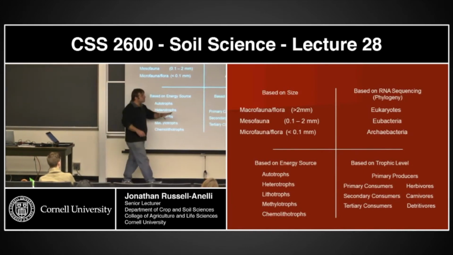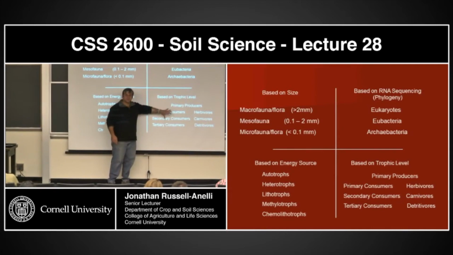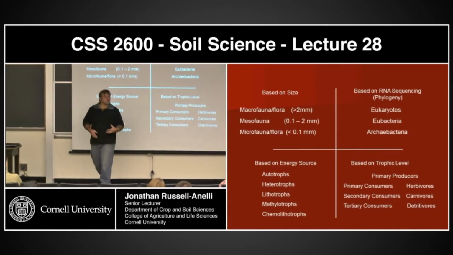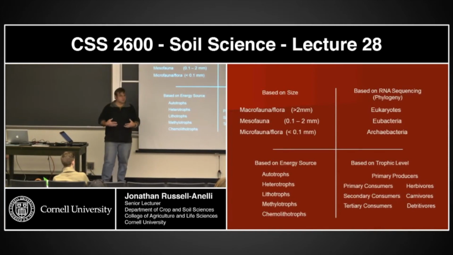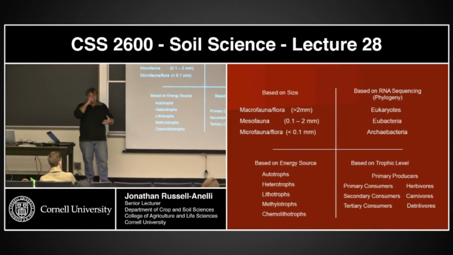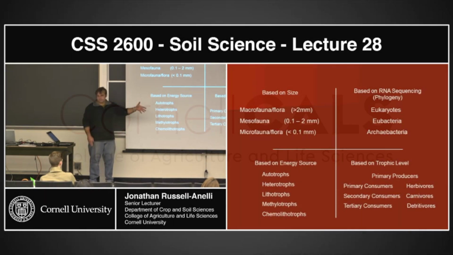And then we also look at things by their trophic levels. What trophic level are they? Are they primary producers, primary consumers, secondary consumers, detritivores? If you think about how we classify or look at things, it gives you an idea about what we're interested in, but it also gives you an idea about what the organisms we're interested in are doing.